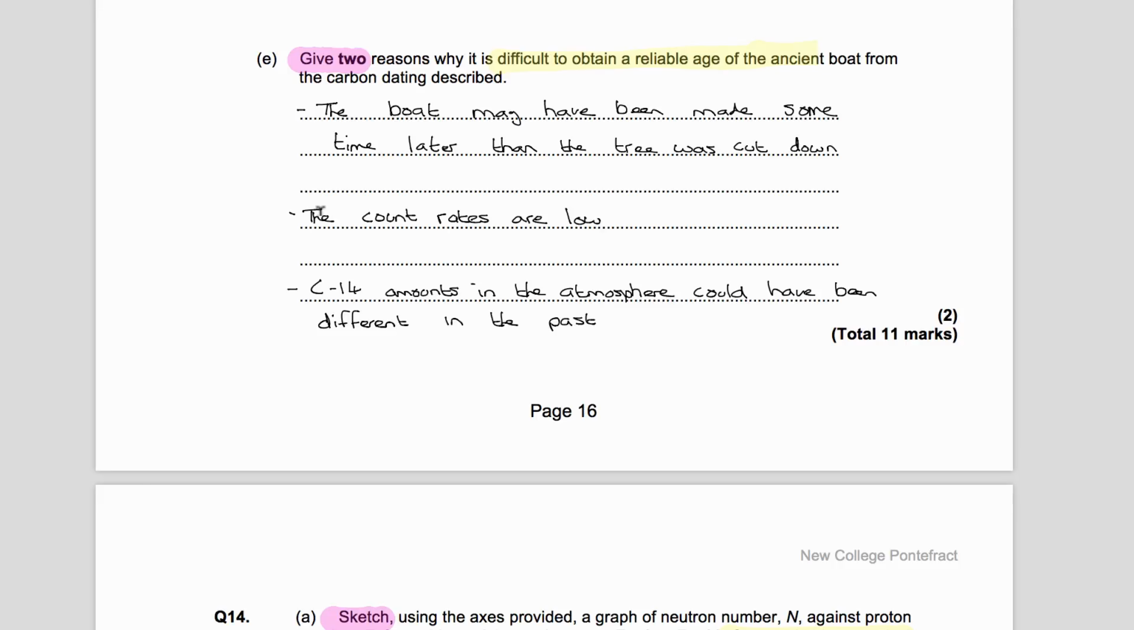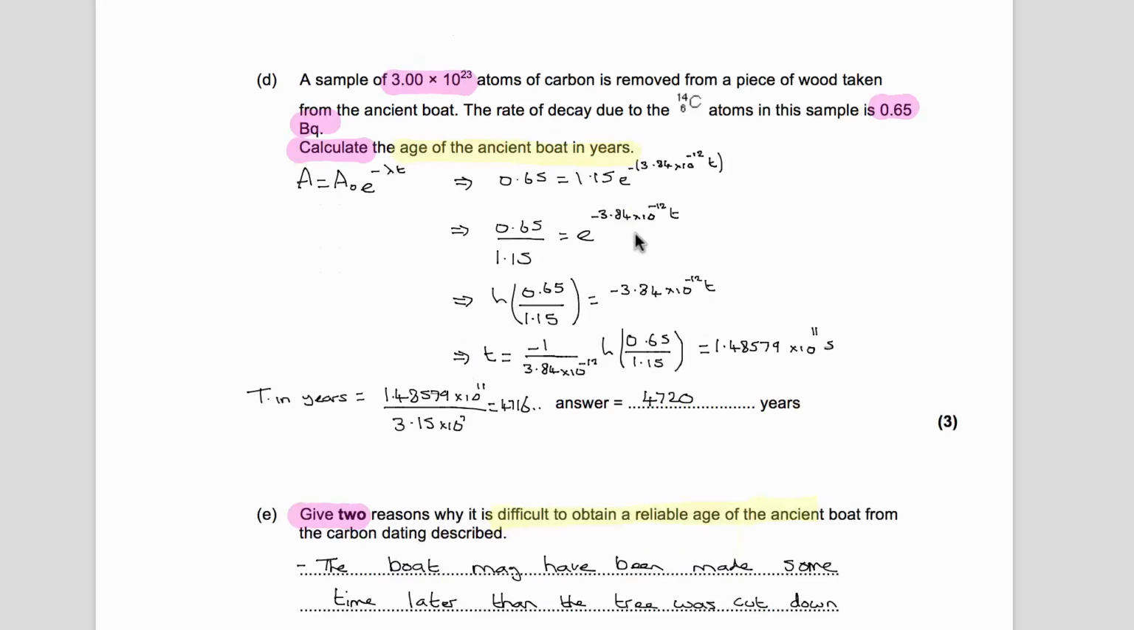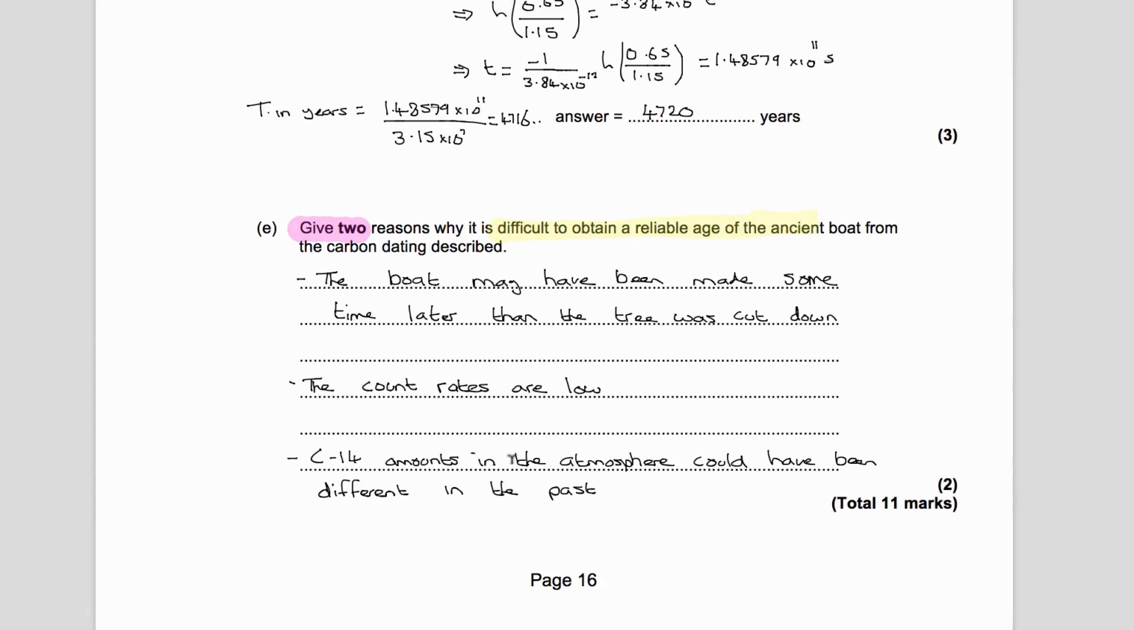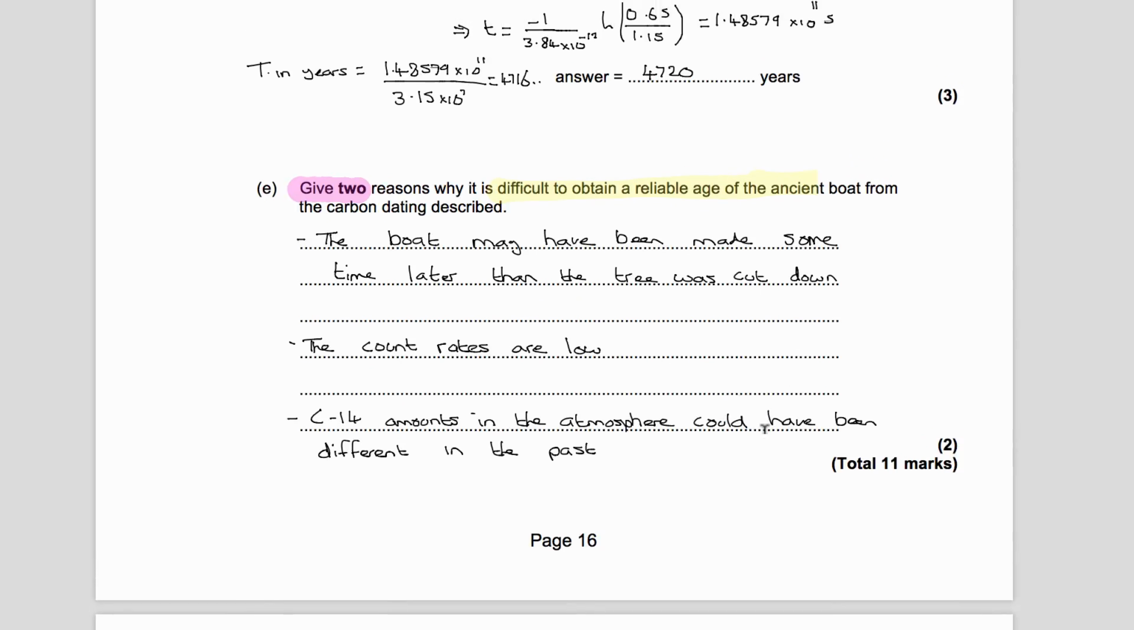Also, the count rates are really low. Because the count rates are low, it's very difficult to tell the difference from potentially background radiation. The uncertainties are going to be really quite big. Alternatively, the amount of carbon-14 in the atmosphere in the past could have been different to what it is now, because what we're assuming is that the activity now was the same as it was when it first started a long time ago. It could have been different. So that's another reason. Basically, you just need to write down 2 of those and you get both marks. So that was question number 13 of the Nuclear Physics Homework Booklet.